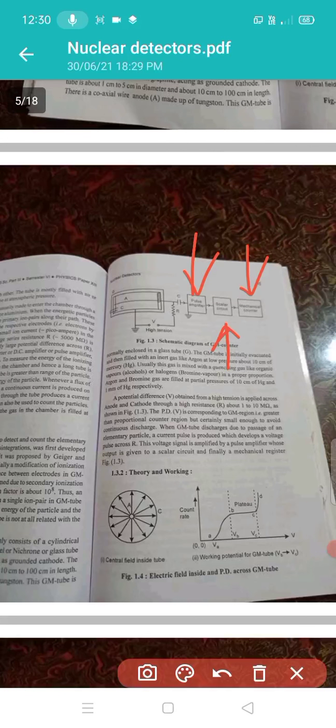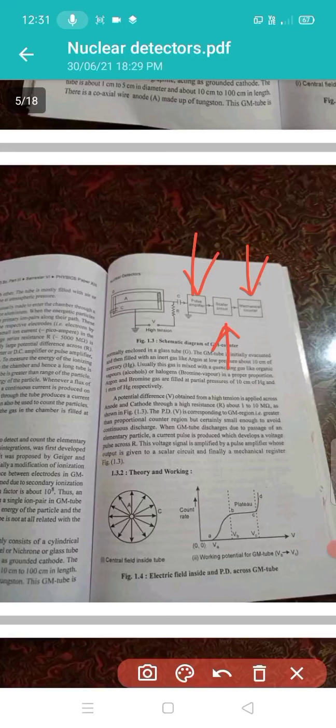This is the construction. It consists of a cylindrical metal tube C, usually made up of stainless steel or nichrome or glass, with its inner wall coated with graphite, acting as a grounded cathode. Then there is a coaxial wire anode made up of tungsten. This GM tube is normally enclosed in a glass tube G.